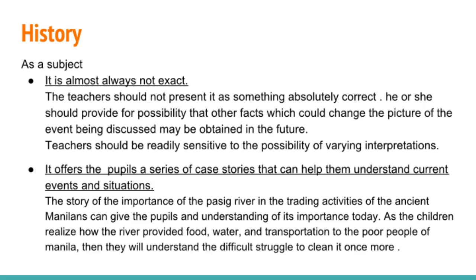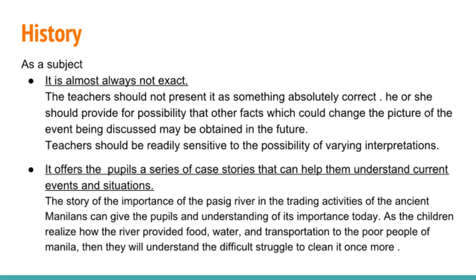First, it is almost always not exact. There are many controversies over which even students themselves need to agree. They need to agree on the interpretation of events, exactness of dates, motives of people, and a lot of other things. In teaching history, therefore, the teachers should not present it as something absolutely correct. He or she should provide for the possibility that other facts which could change the picture of the event being discussed may be obtained in the future. In which case, the pupils should be prepared for such possible changes.